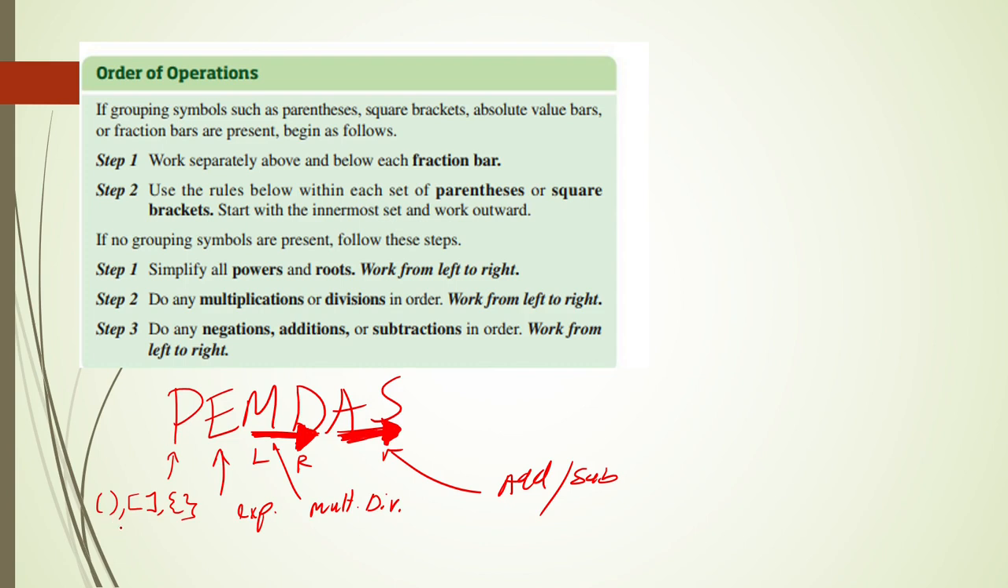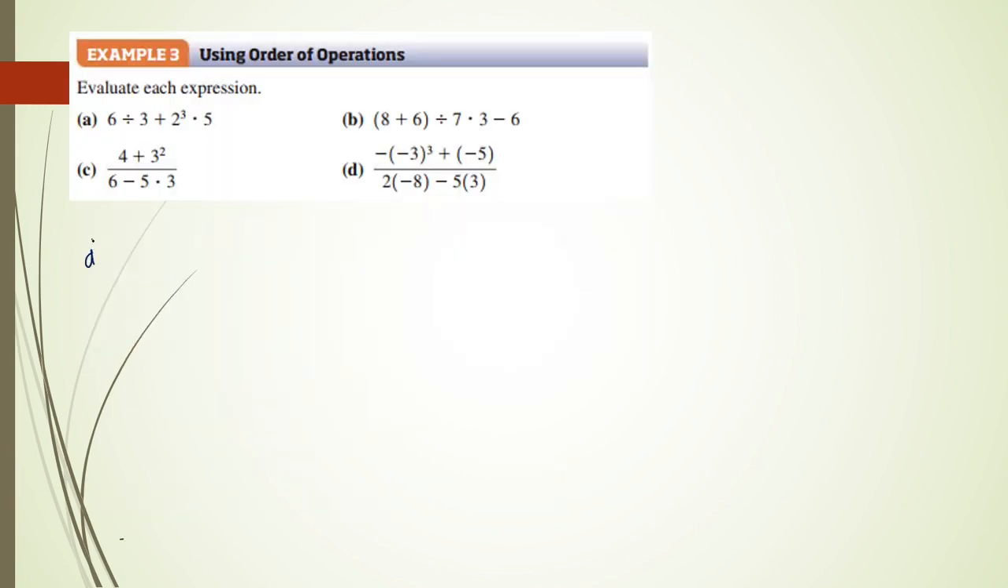Could be parentheses, could be brackets. E are exponents. M and D is multiplication and division. I want to make sure I do this from left to right. This one, addition or subtraction, I want to do it from left to right again. So let's get started with order of operations. Part A, we have 6 divided by 3 plus 2 cubed times 5. Now I will write the order of operations up here so we can remember it.